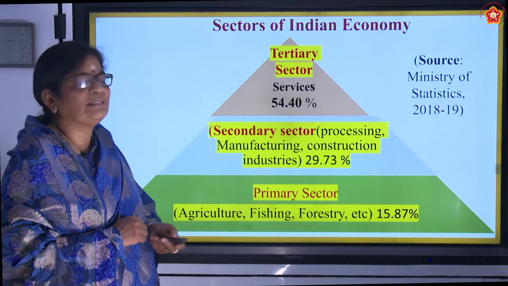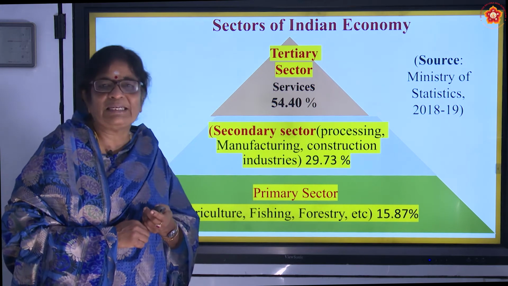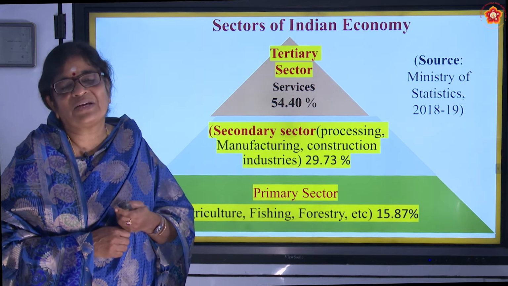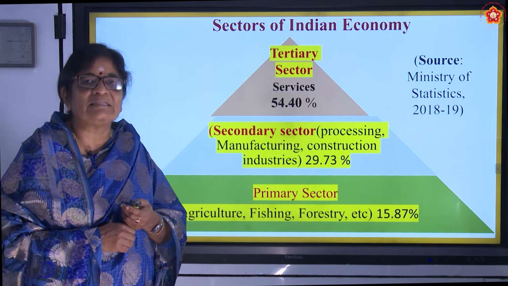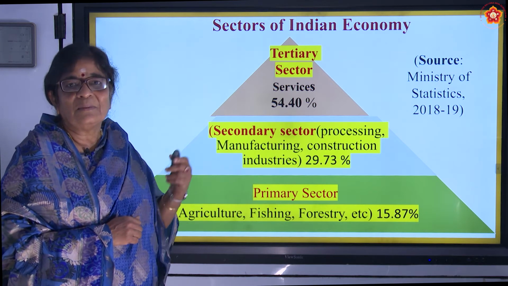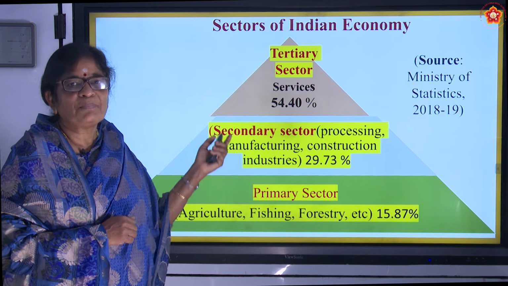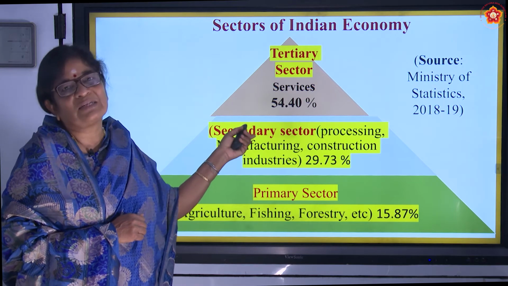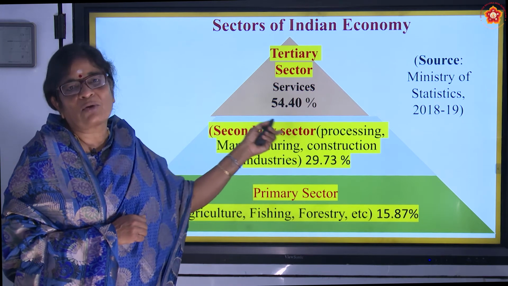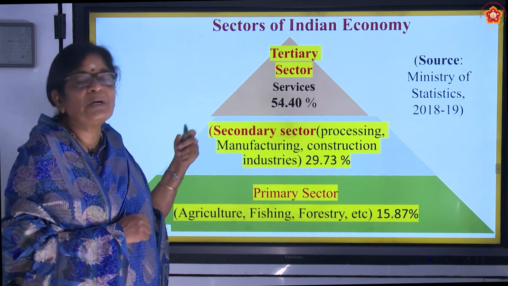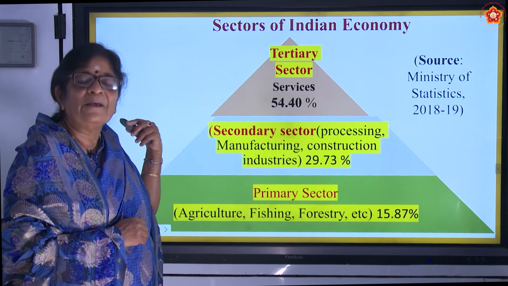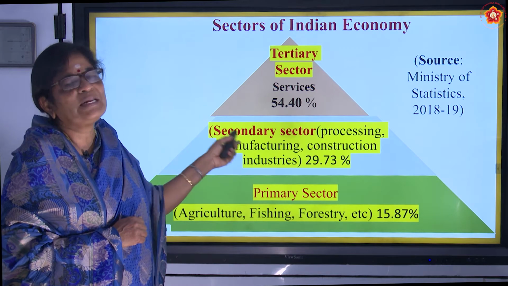The second sector which contributes to the Indian economy is the manufacturing sector. We can say manufacturing sector or industrial sector. What does this sector do? This sector produces goods. The production process takes place under this sector. It produces goods, maybe agro processing industries or automobile industries, mobile industries, cement industry, plastic industry, textile industry, so many industries come under it.